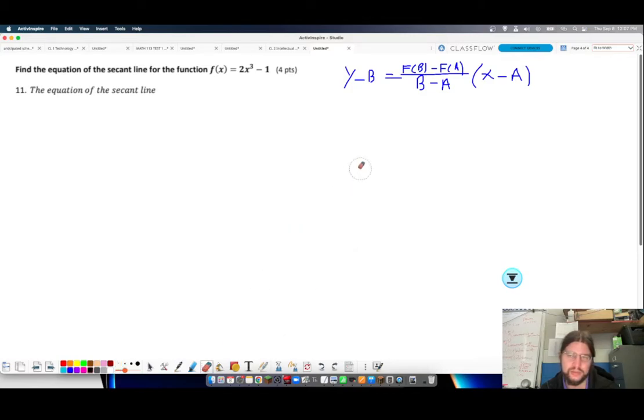Whoa, let's not do A and B. Let's do f of a. That'd be better. That's better symbols. It didn't give you one? Seriously? Okay, well, look at one example that you have of a secant line and see what formula you used.